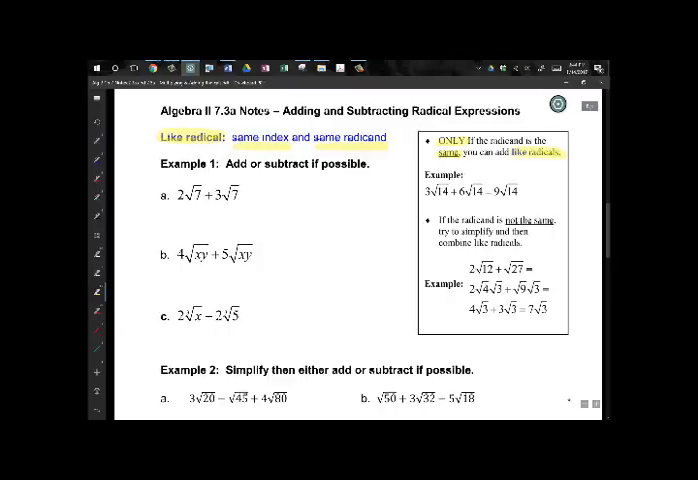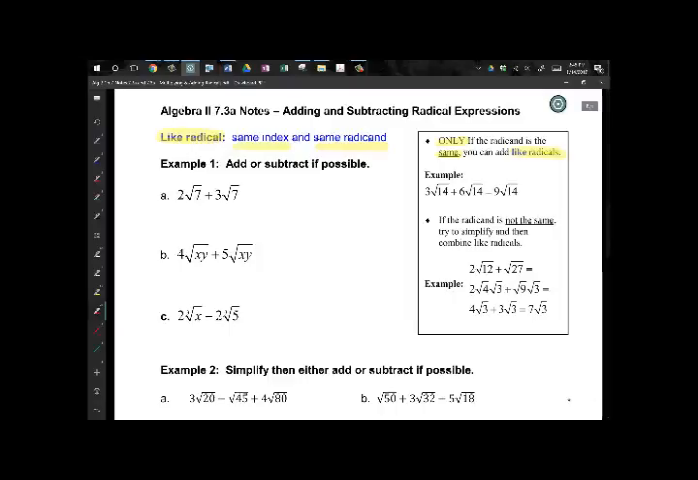So we have to have a lot of things similar in order to be able to add. For example, on our first one over here to the right, we've got 3 root 14 and 6 root 14. They both have the same radicand, and they're both square roots. So we're allowed to add them to get 9 root 14.